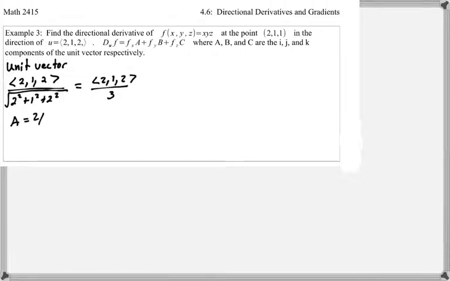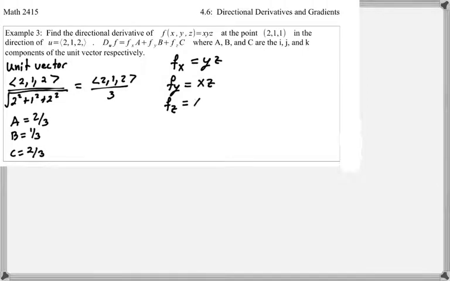So the i component, a, is 2/3. The j component is going to be 1/3, and the k component is going to be 2/3. The partial of f with respect to x is yz. The partial of f with respect to y is going to be xz. And the partial with respect to z is going to be xy.